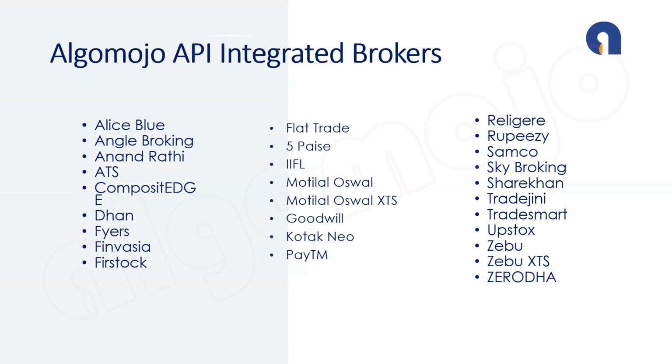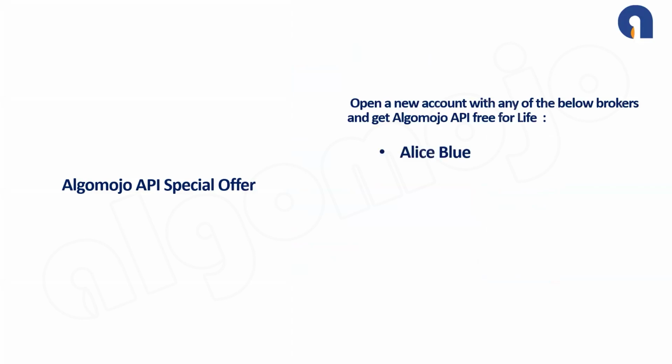Now, in case you open a new account, we have a special offer. We have tied up with 7 brokers currently. If you open an account with any of these brokers using Algomojo as a referral, then you will get our APIs completely free of cost, with all the features that are available.